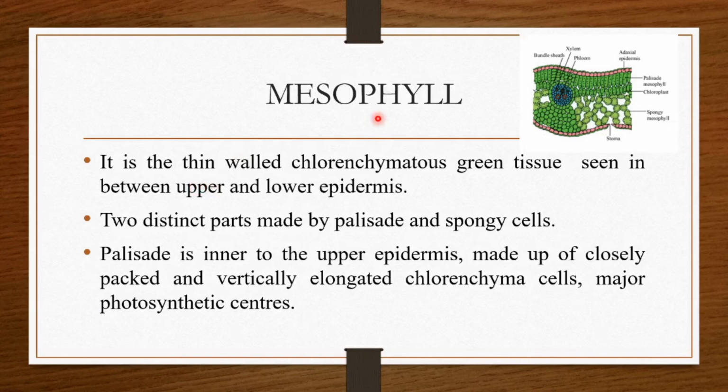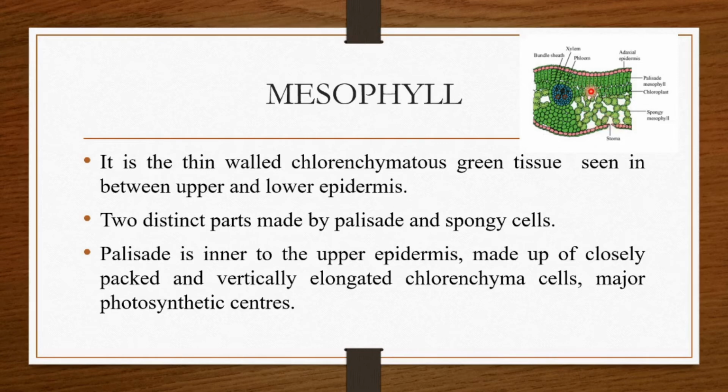Second region is the mesophyll. It is the thin-walled chlorenchymatous green tissue seen in between the upper and lower epidermis. So this green colored tissue is the mesophyll region. In dicot leaves, mesophyll has two different parts formed of two different types of cells. They are the upper palisade mesophyll, formed of this kind of palisade cells, and lower spongy mesophyll, formed of spongy cells.